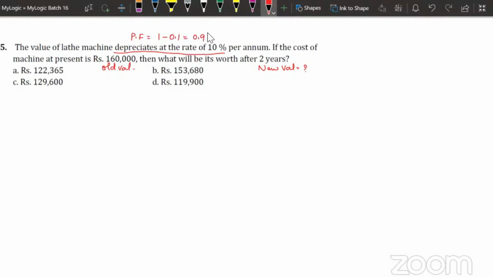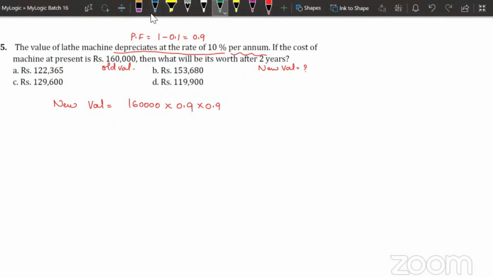Now, after we know the percentage factor, the new value is what we are supposed to find. Old value is given. So what is the new value, that is, the value after 2 years? It is old value into percentage factor 2 times. Why are we multiplying 2 times? Because 10% it reduces per annum. Therefore, for 2 years, it will reduce 2 times, which is 0.9 squared.